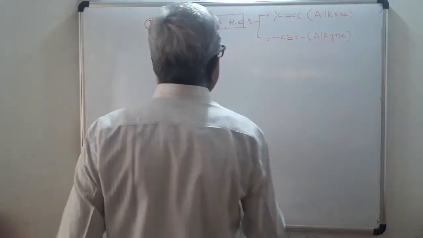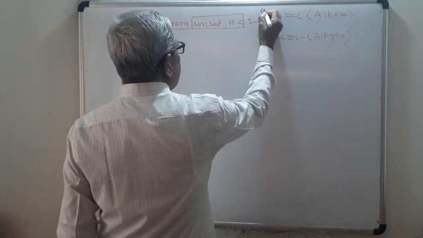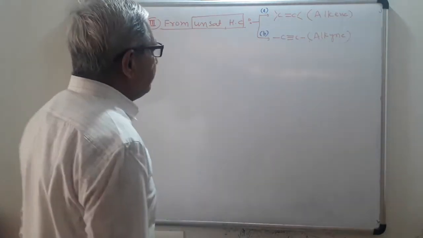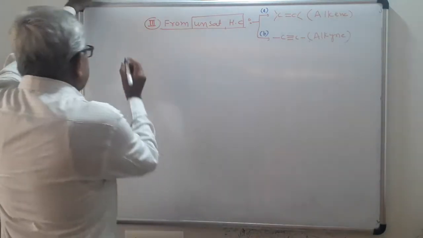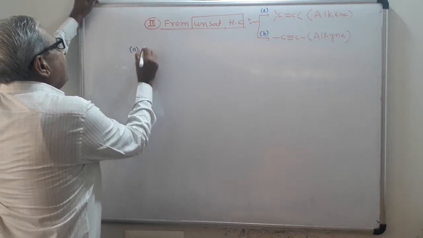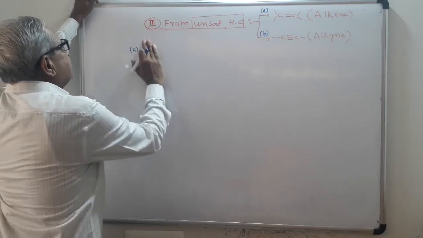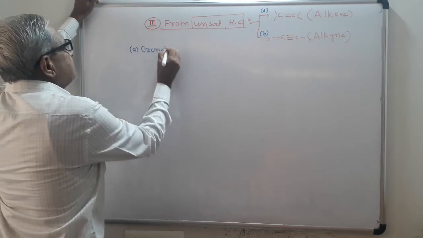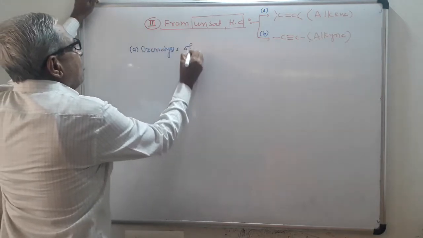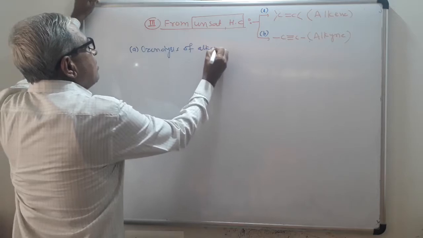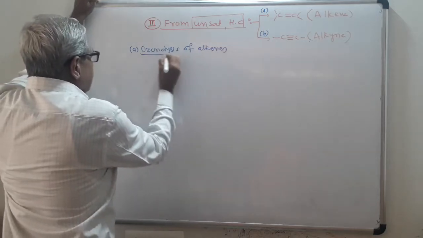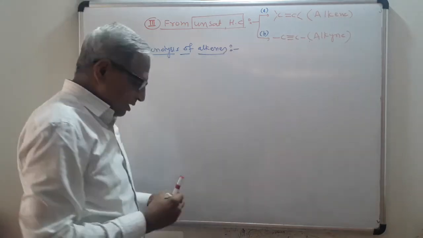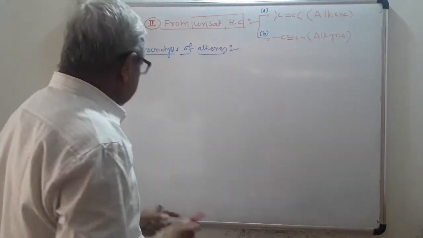So we will make two parts here. A part is ozonolysis of alkene, and B part is hydration of alkene. See the A part, ozonolysis of alkenes. This is one of the basic methods for the preparation of aldehydes as well as ketones.